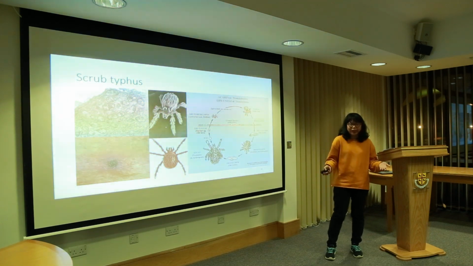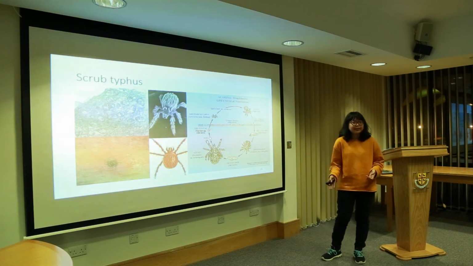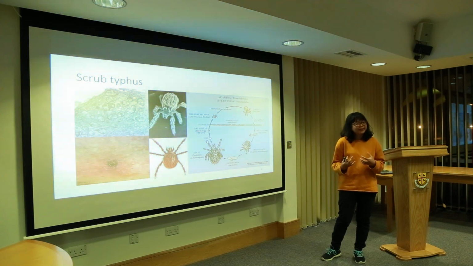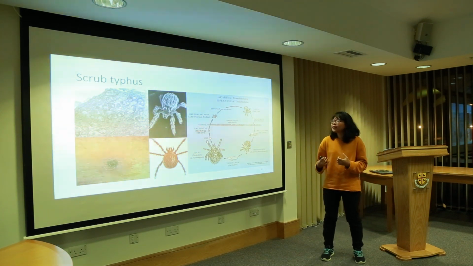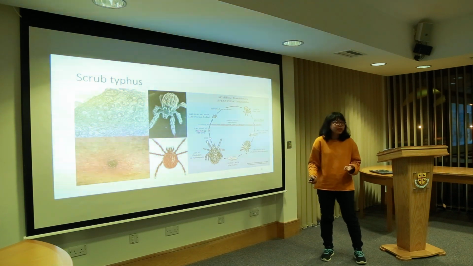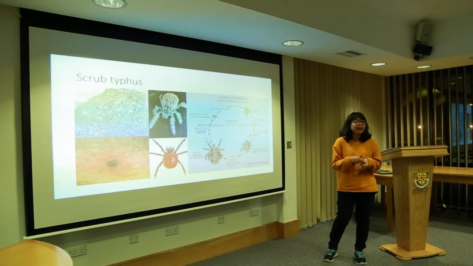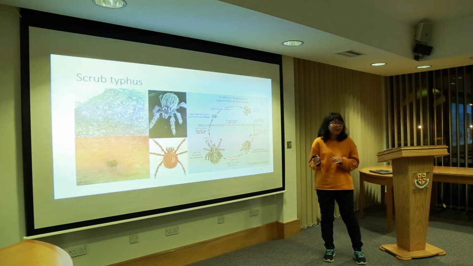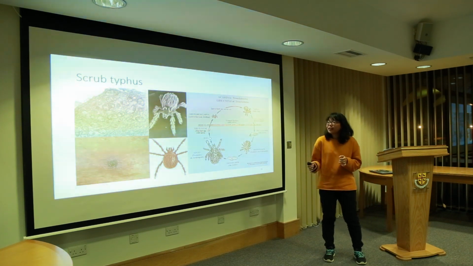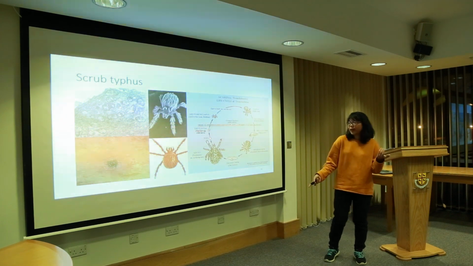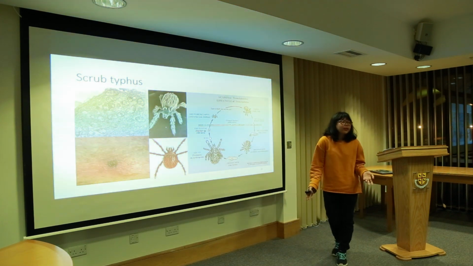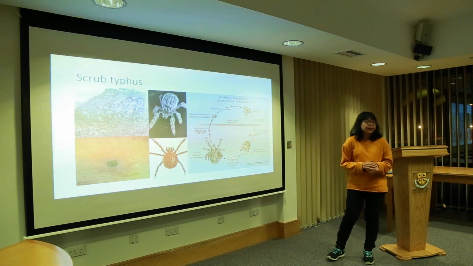So what is scrub typhus anyway? Scrub typhus is an acute febrile illness, which means it's causing fever. It is caused by this bacterium called Orientia tsutsugamushi, and it is spread by this mite, a chigger mite. So this mite will attach to your skin, and then it will use its saliva to liquefy the tissue, and it feeds on the tissue fluid. And on the site of mite inoculation, you might find this thing. It's called eschar. It's basically dead tissue in the form of a black scab.